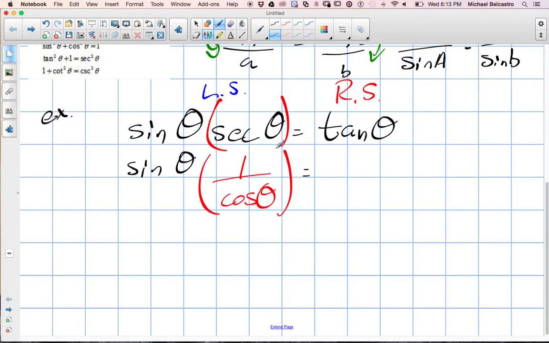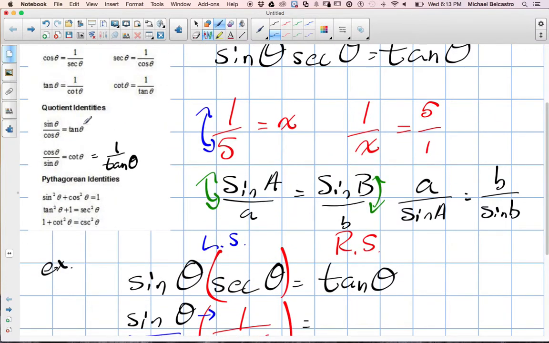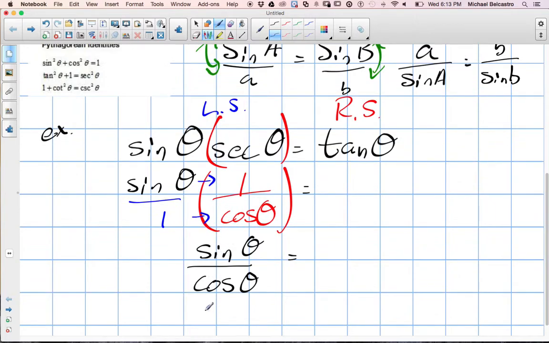be equal to that. So fraction rules: this is still multiplication. If we multiply fractions, we do the top by the top and the bottom by the bottom. 1 times sine theta is just sine theta, and 1 times cos theta is just cos theta. And according to our quotient identity, sine over cos is equal to tan. So I know that this can now be replaced with tan theta.